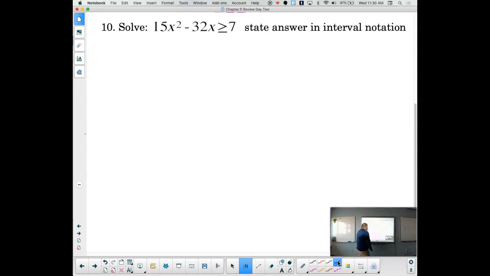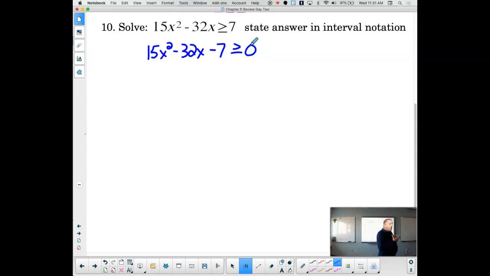Okay? So first thing I'm going to do is I'm going to get it mathematically sound. We could graph it. We could graph the left side, graph the right side, find their intersection points and see where it's above the horizontal line of 7. Or we could say 15x squared minus 32x minus 7 is greater than or equal to 0.